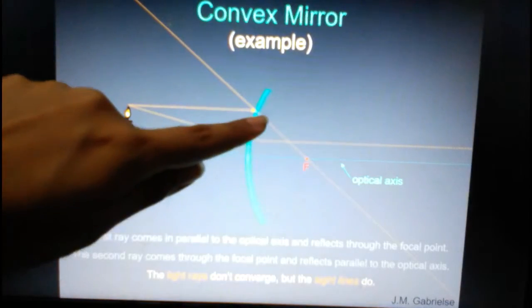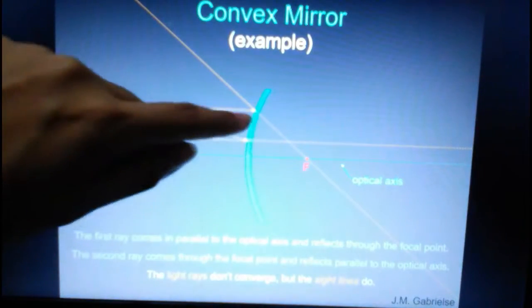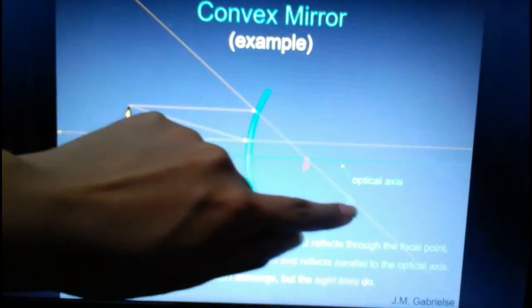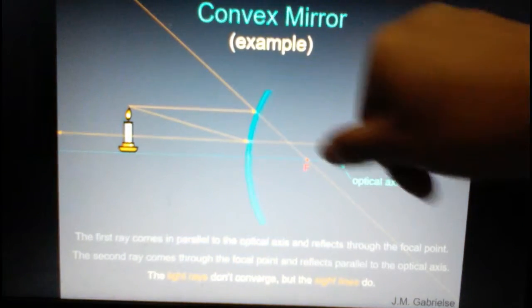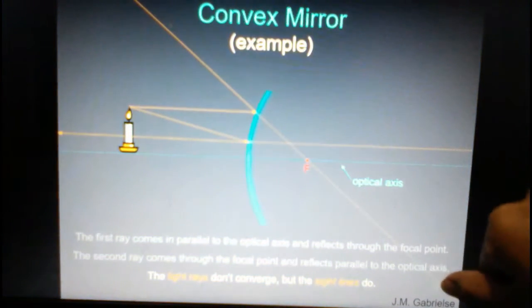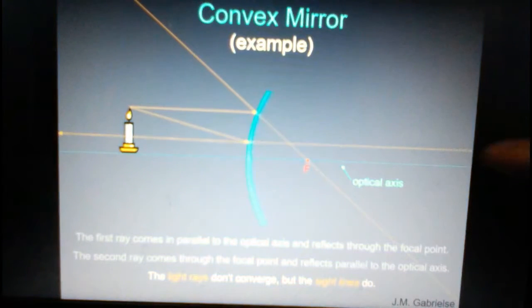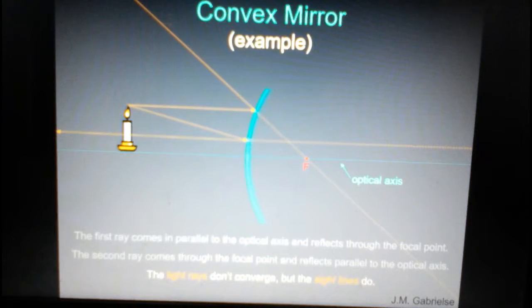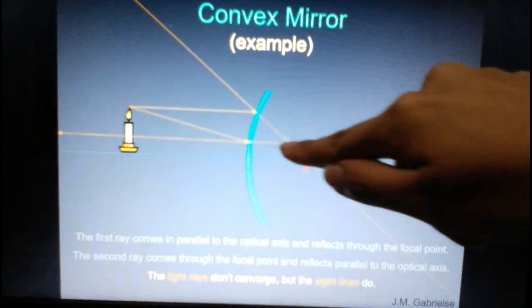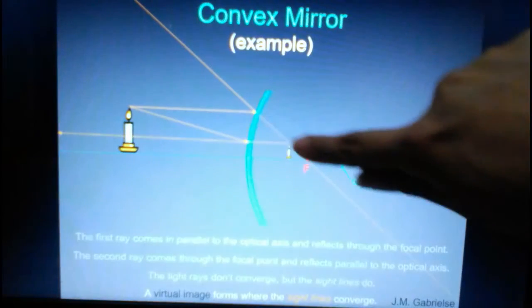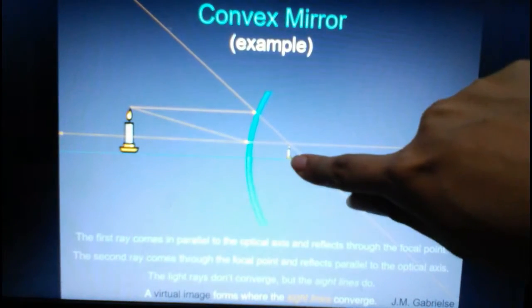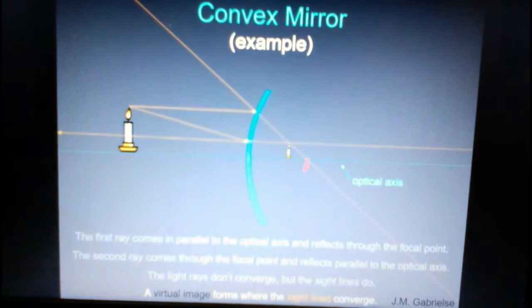The sight lines are the lines that can be seen within there, the focal point and the convex mirror. Here, the sight lines are this line and this line. The lines that are created from the mirror converge here. A virtual image forms where the sight lines converge. So from here, where they converge, a virtual image is formed.